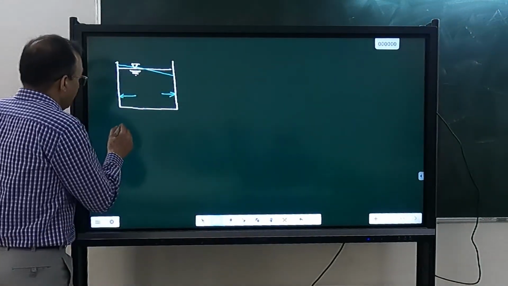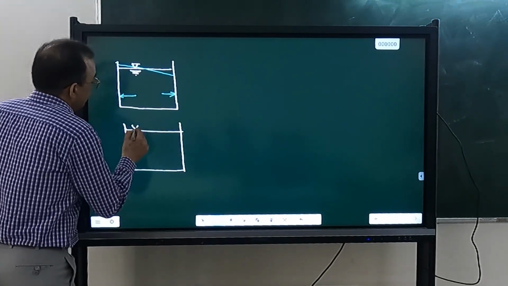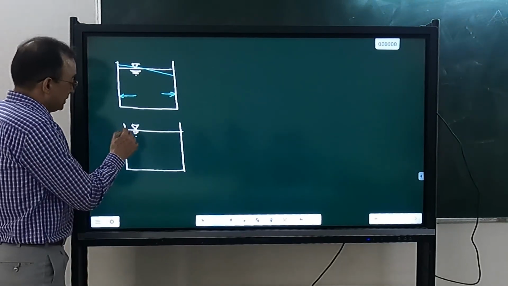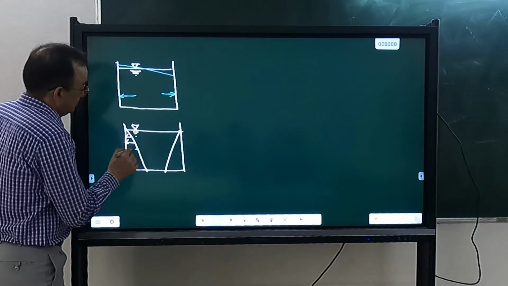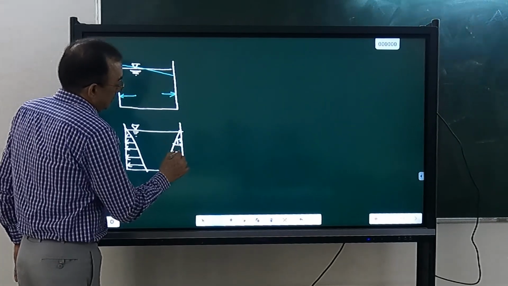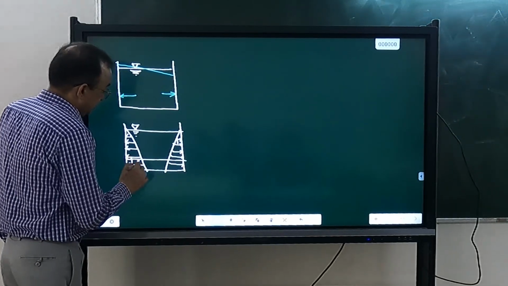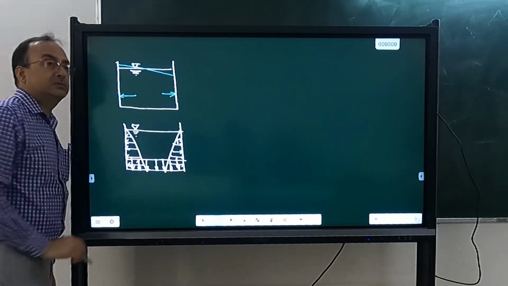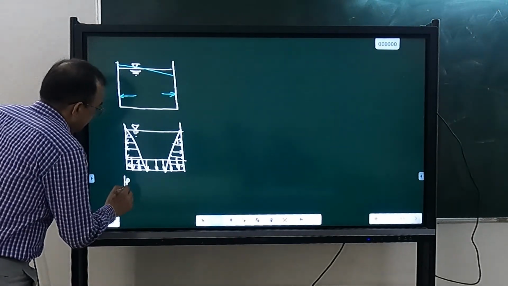So you are already knowing this hydrostatic pressure. When there is no shaking, then also pressure is active, and that pressure is outward, and at the base there is a uniform pressure. Okay, so this is hydrostatic pressure.